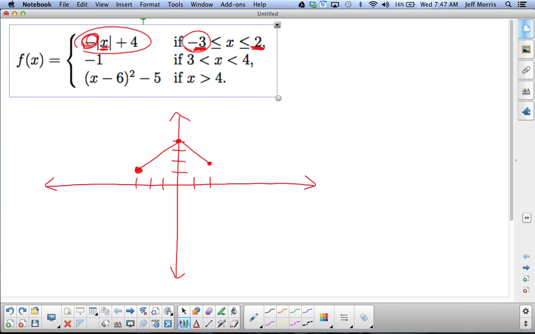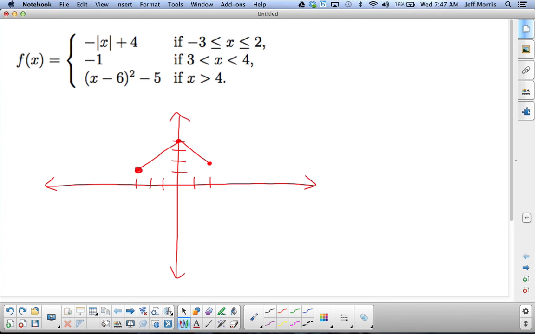The next part is a horizontal line. That's simple. We've done enough of those. That's just from 3 to 4. I'm going to go over to 3. Oh, there's this gap again. From 2 to 3, there's nothing. You just skip over 2 to 3. So at 3, I'm going to be at -1, open circle. And then at 4, I'll be at -1, open circle, and I'll have this little horizontal line segment.